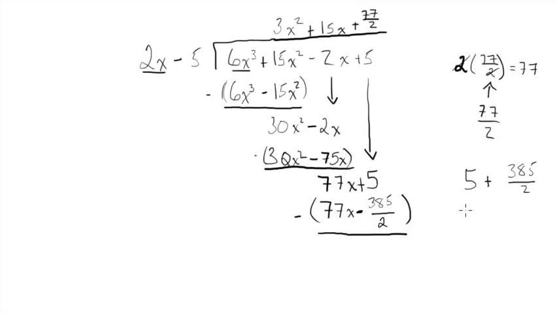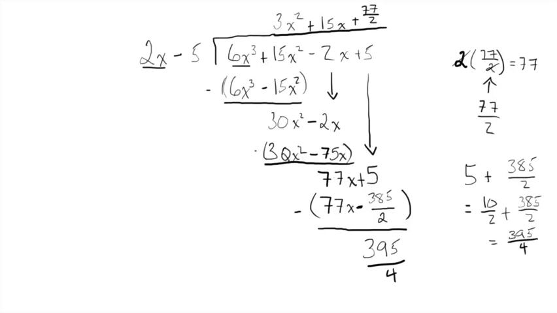Don't go to decimals. Always leave it as fractions. So it might help to get common denominators. So 10 over 2 plus 385 over 2. So this would be 395 over 2. So this minus negative this is 395 over 2. Okay. So that's your result. This would be your remainder.